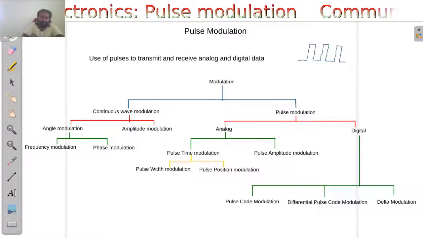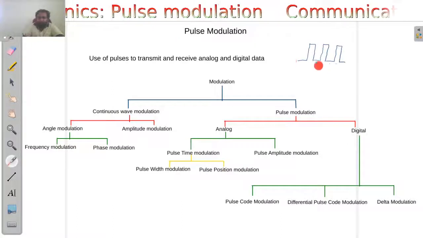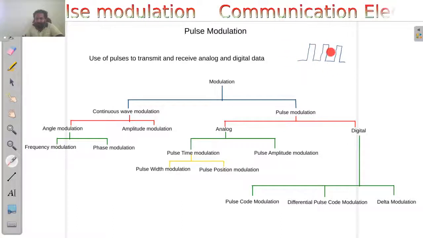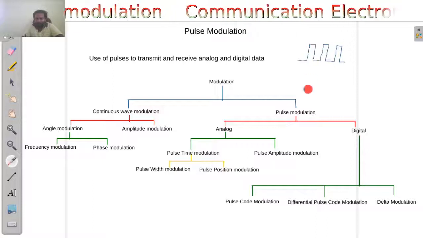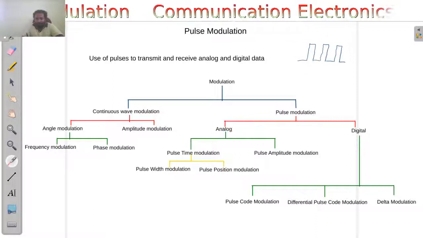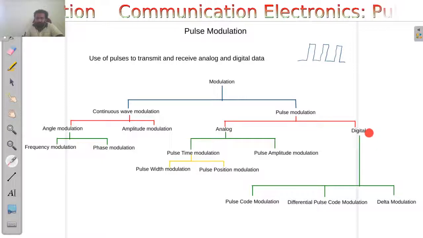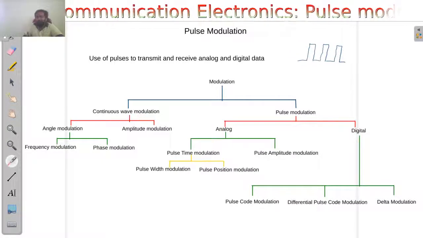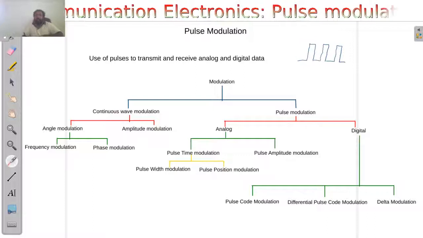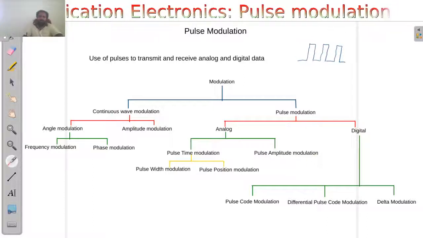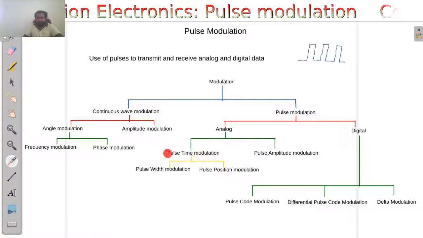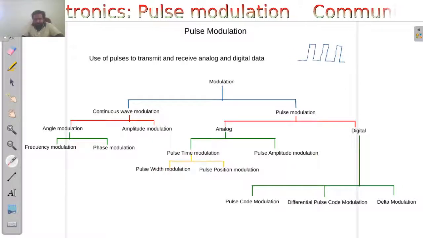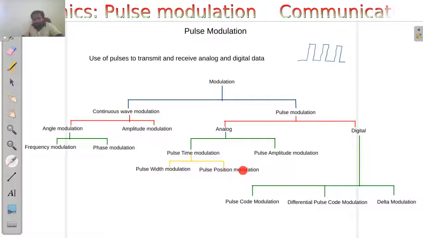So, your carrier is a pulsed wave. So, this is your carrier and this is a pulsed form of a carrier. Okay. And in that case, there are two kinds. One is an analog pulse modulation, the other one is a digital pulse modulation. So, the analog pulse modulation, as in the case of continuous wave, is divided into pulse amplitude modulation and pulse time modulation. The pulse time modulation is subdivided into pulse width modulation and pulse position modulation.